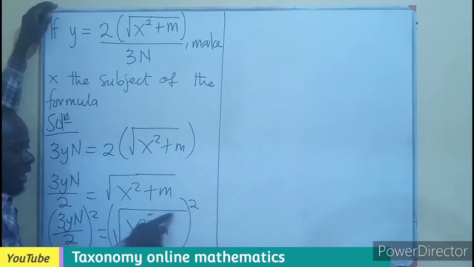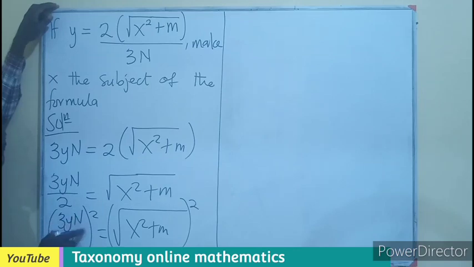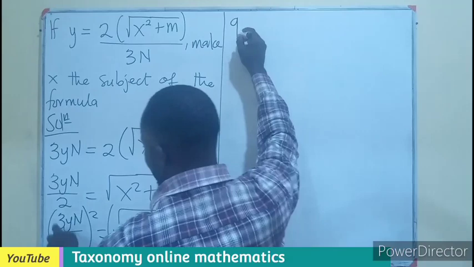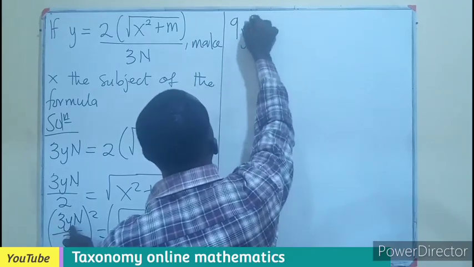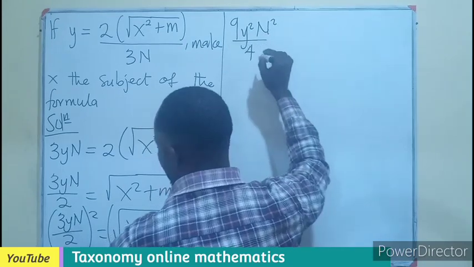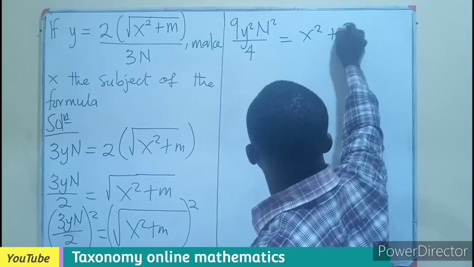The goal is to cancel the square root. Don't forget under indices, if I'm having 2 terms or 3 terms being squared, the square affects each of the terms, meaning 3 squared, y squared, n squared. Then this will also be 2 squared. So in that case, we are left with 9 as in 3 squared, y squared, n squared, all divided by 4 as in the 2 squared. So all this gives us x squared plus what?